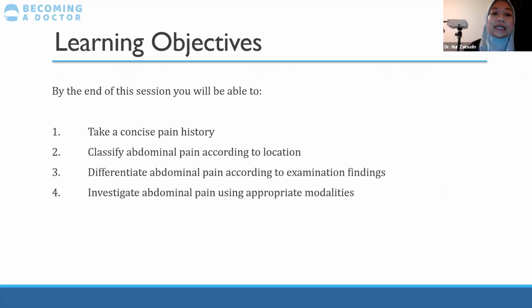Right, so hopefully by the end of this whistle-stop session, you'll be able to take a concise pain history. I'm sure most of you are able to do that. Classify abdominal pain according to location, differentiate abdominal pain according to examination findings, and investigate abdominal pain using appropriate modalities. So the aim of doing all of this is to diagnose and later treat abdominal pain.